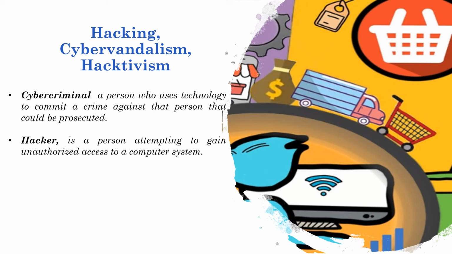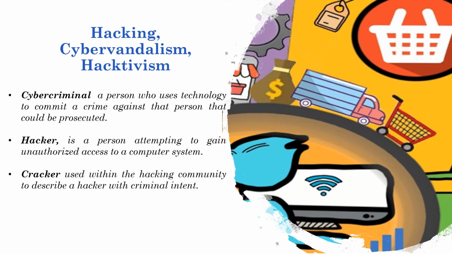Computer networking involves hacking, and hacking can be considered a form of cybercrime. If we say hacker, it is a person attempting to gain unauthorized access to a computer system. The word cracker is usually used within the hacking community to describe a hacker with criminal intent. So the hackers have the malicious intentions of disrupting, defacing, or damaging sites, or stealing personal or corporate information which they may use for financial gain or data breach.